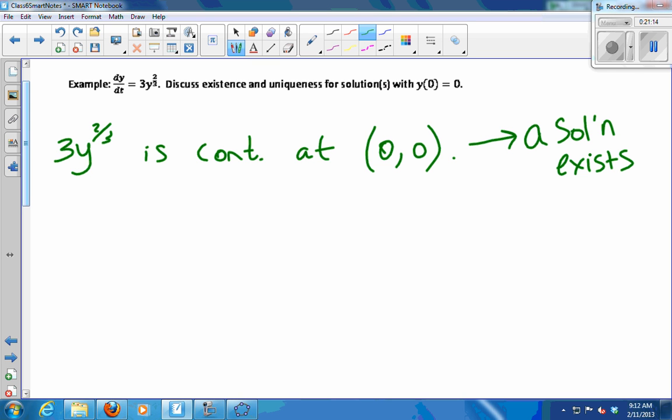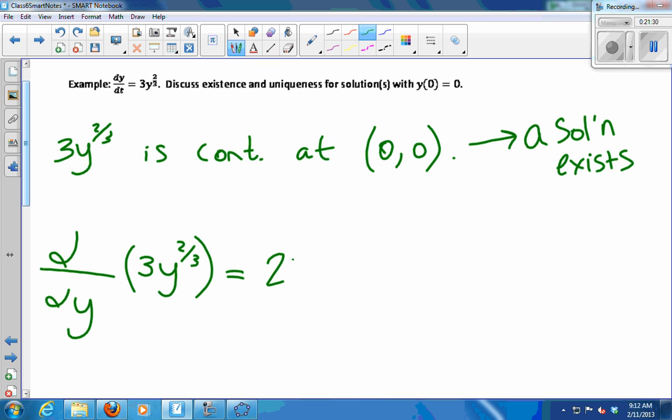Okay, now let's look at the partial dy of 3y to the 2/3. So I just take the derivative. 2/3 times 3 is 2. Y to the 2/3 minus 3/3 would be negative 1/3. So this is 2 over y to the 1/3.